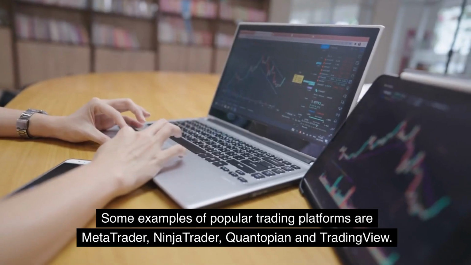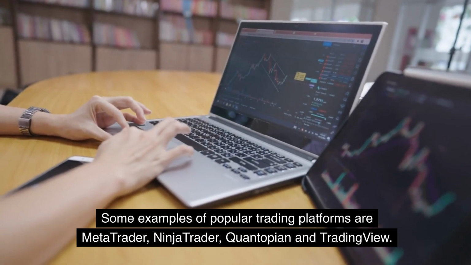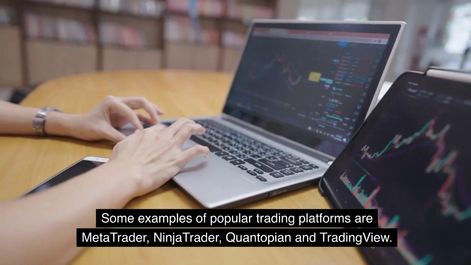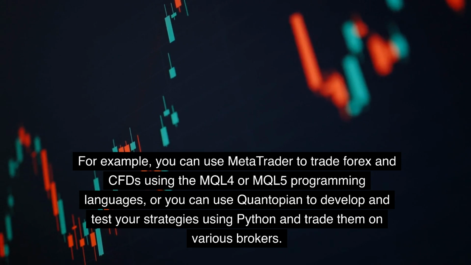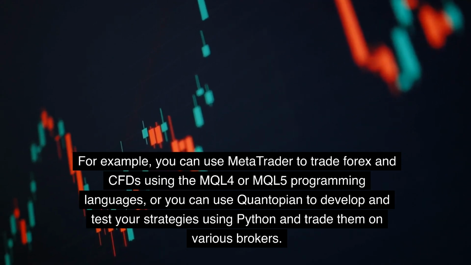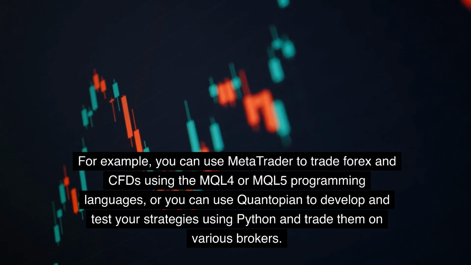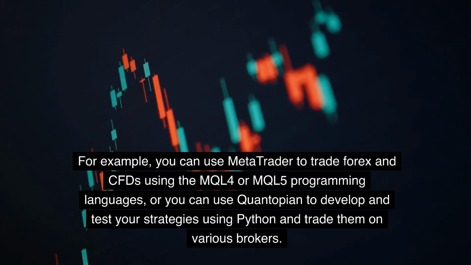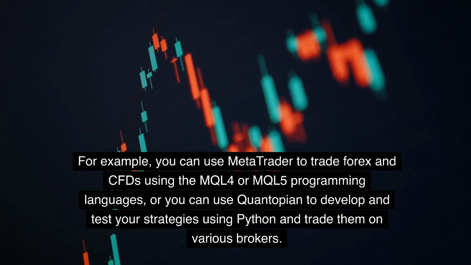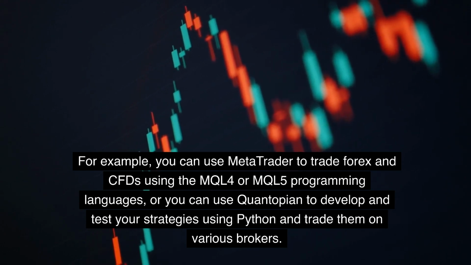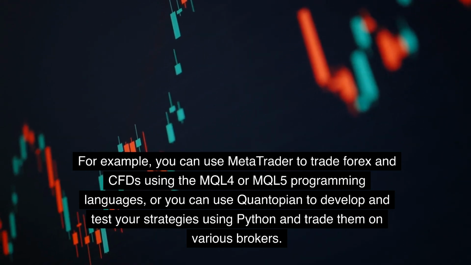Some examples of popular trading platforms are MetaTrader, NinjaTrader, Quantopian and TradingView. For example, you can use MetaTrader to trade Forex and CFDs using the MQL4 or MQL5 programming languages, or you can use Quantopian to develop and test your strategies using Python and trade them on various brokers.